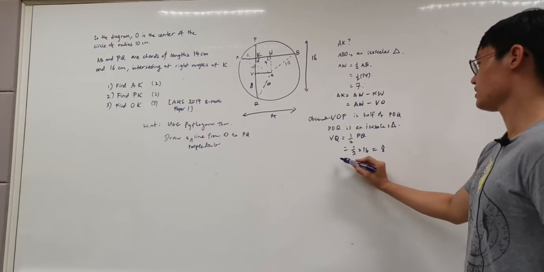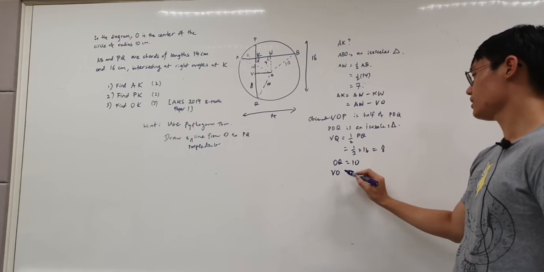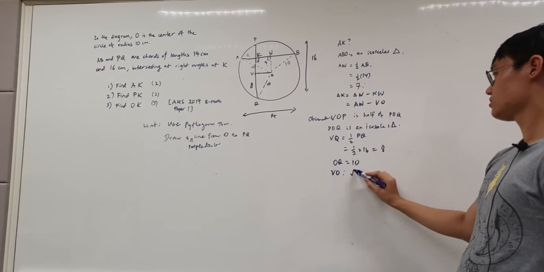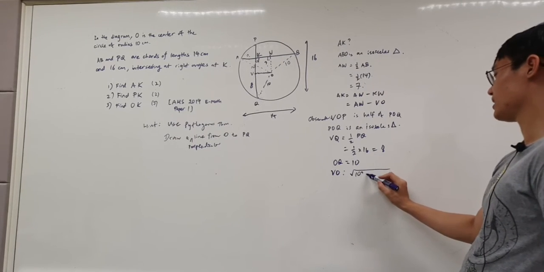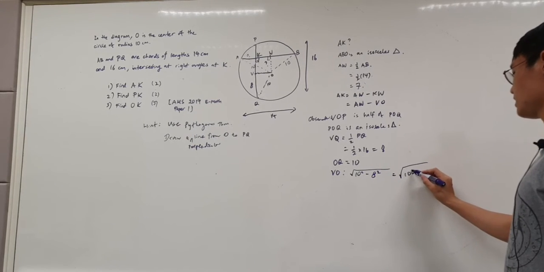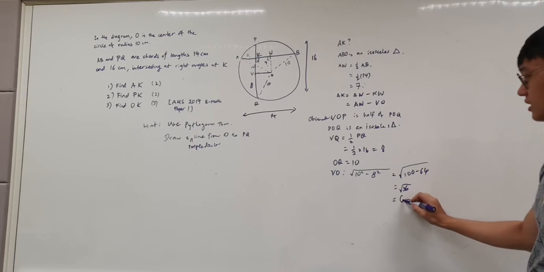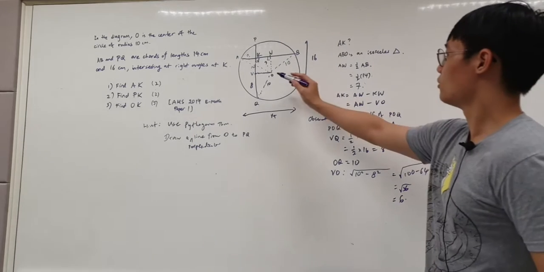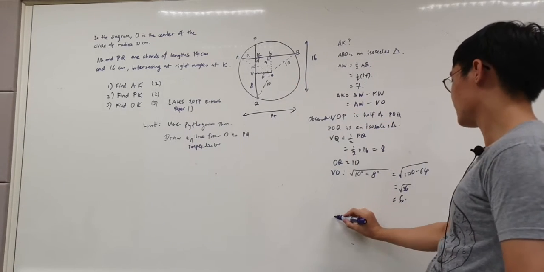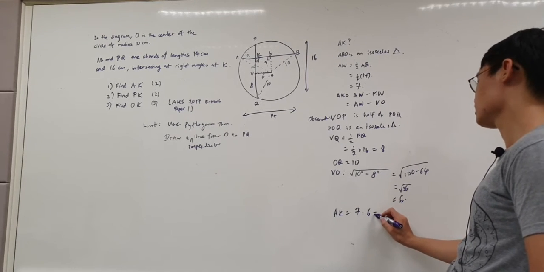OQ equals 10. So now how do we find VO? By Pythagoras theorem again. So by Pythagoras theorem, the square root of 10 squared minus 8 squared is equal to the square root of 100 minus 64, which is the square root of 36, which is 6. So VO is 6. Now we have AK. AK is 7 minus 6 equals 1.